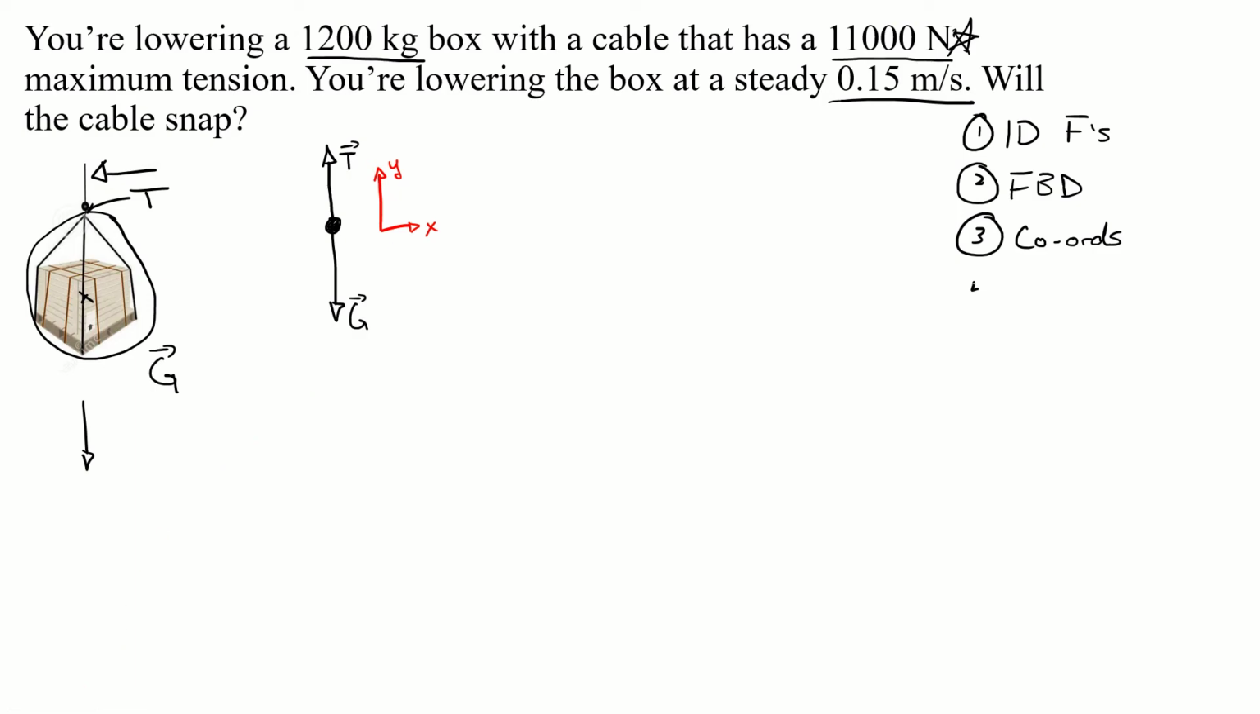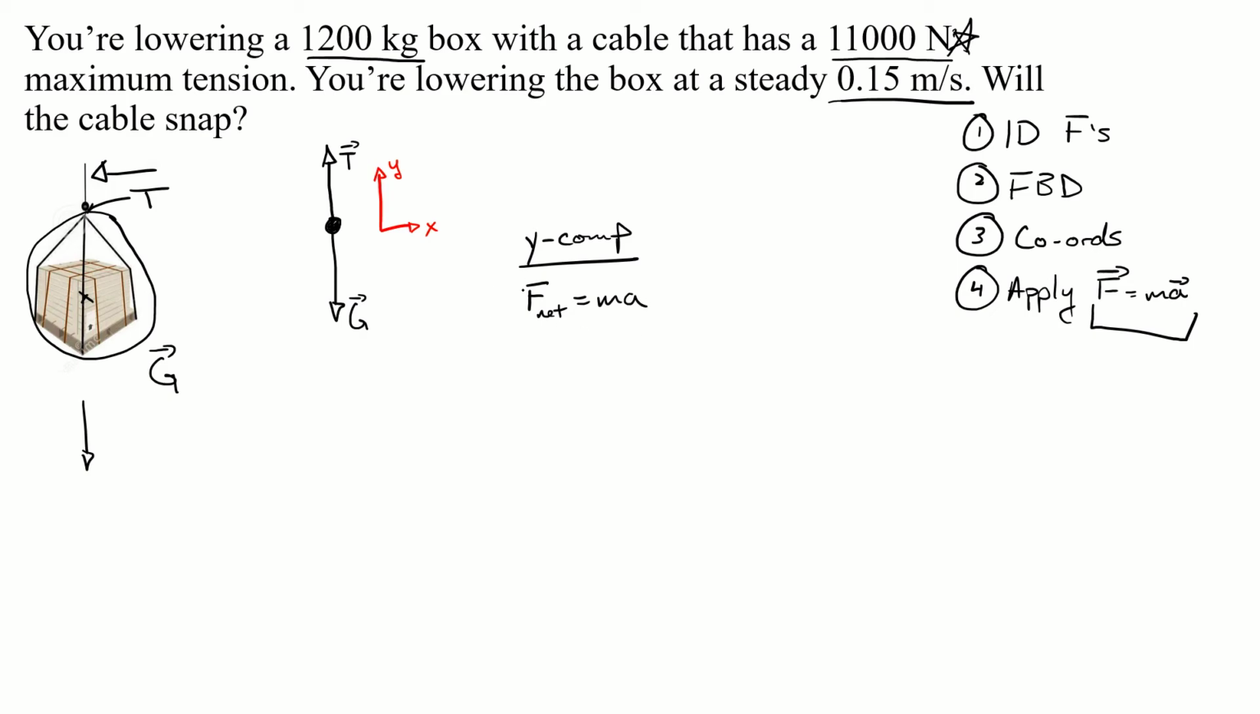And then the last step is apply Newton's second law, F net equals ma. And to do that, again, this is a vector equation, so we're going to do this in coordinates. Now, we're looking at a one-dimensional problem, so we're only going to look at the y component because that's the only direction we have. And we have F net is equal to ma in the y direction.